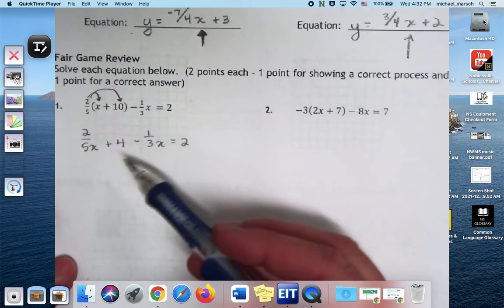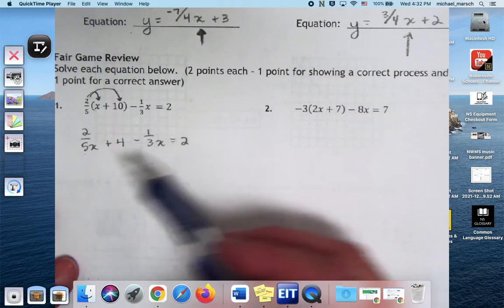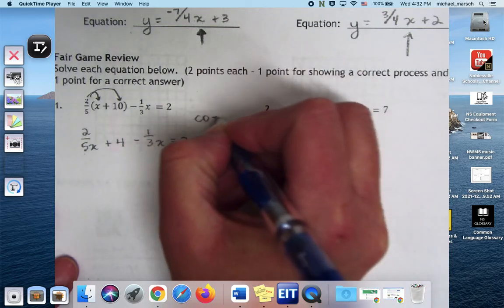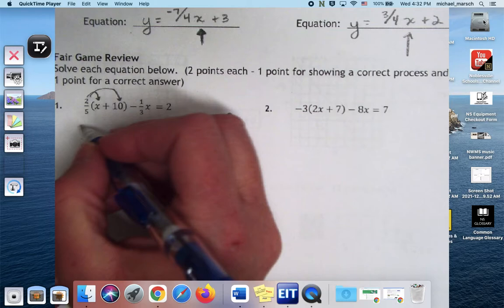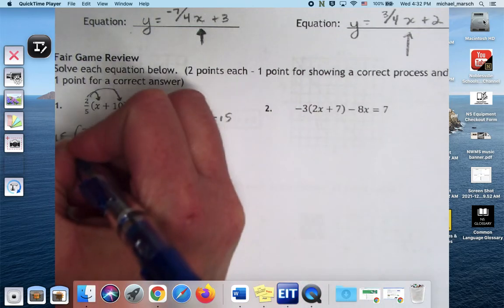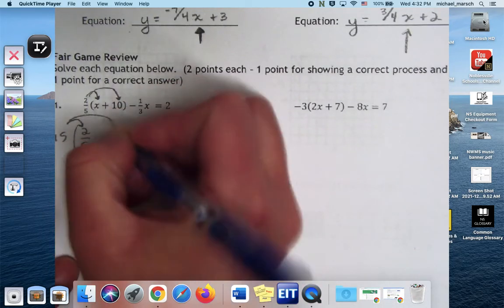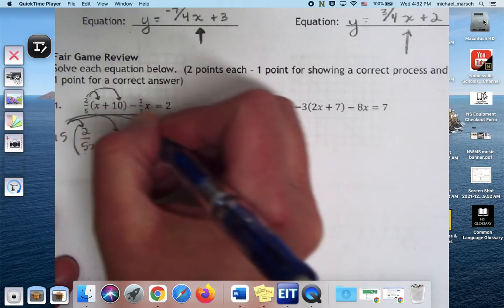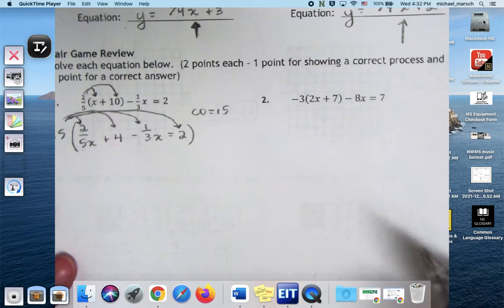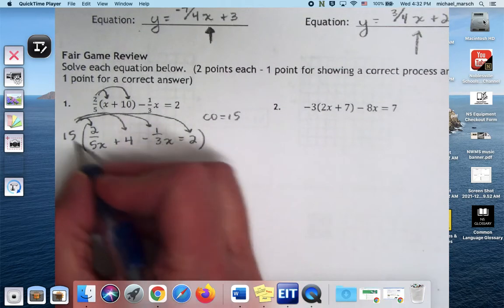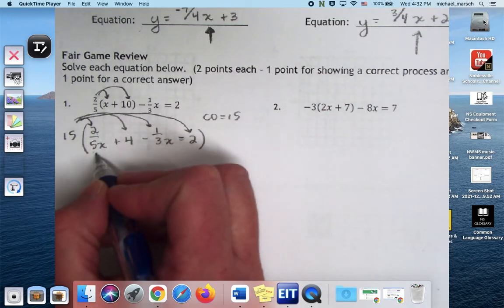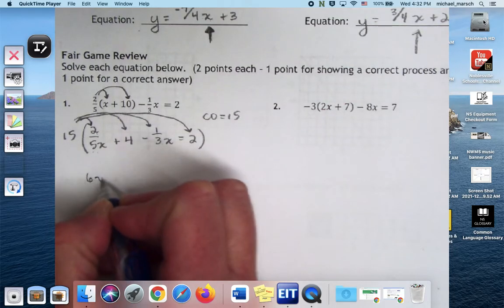Now I'm going to find my common denominator. The common denominator for these two fractions happens to be the number 15. So everything is going to get multiplied times 15. Everything. Even this number out here is going to get multiplied by that 15. So 15 times 2 is 30. Divided by 5 is 6, so that's 6x.